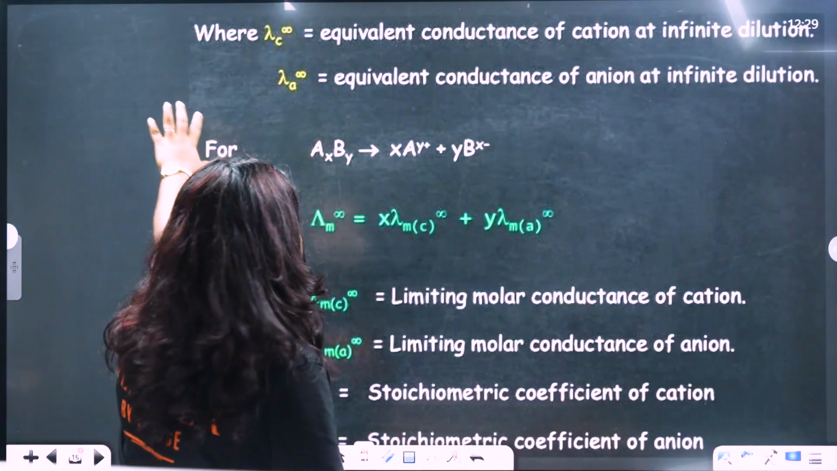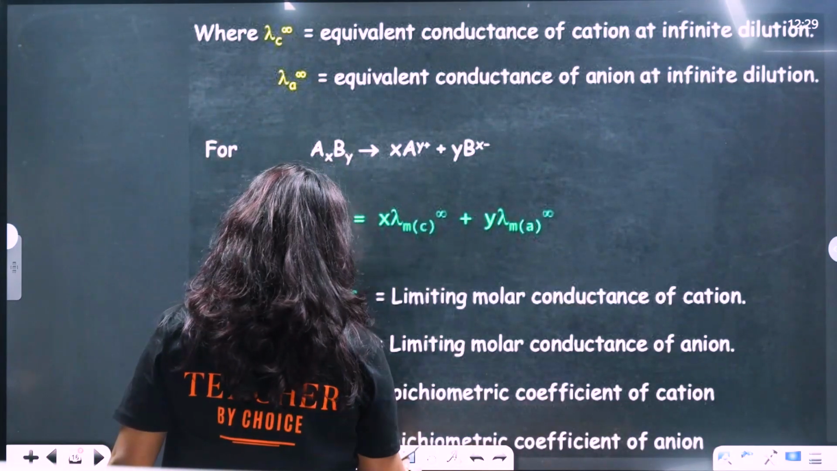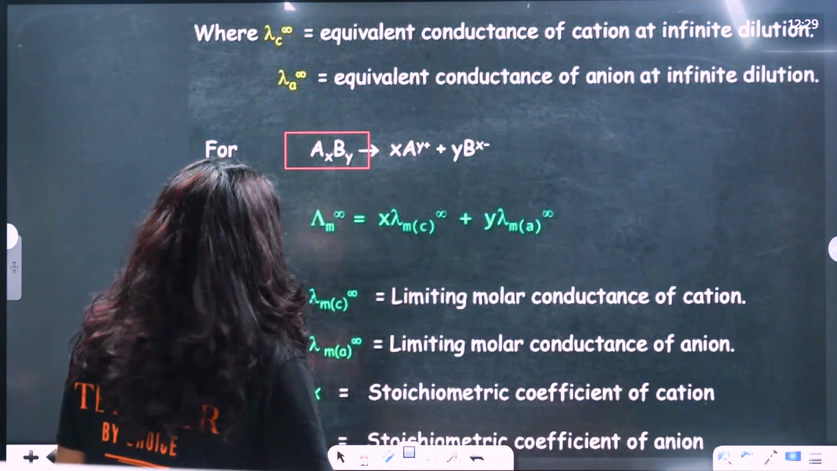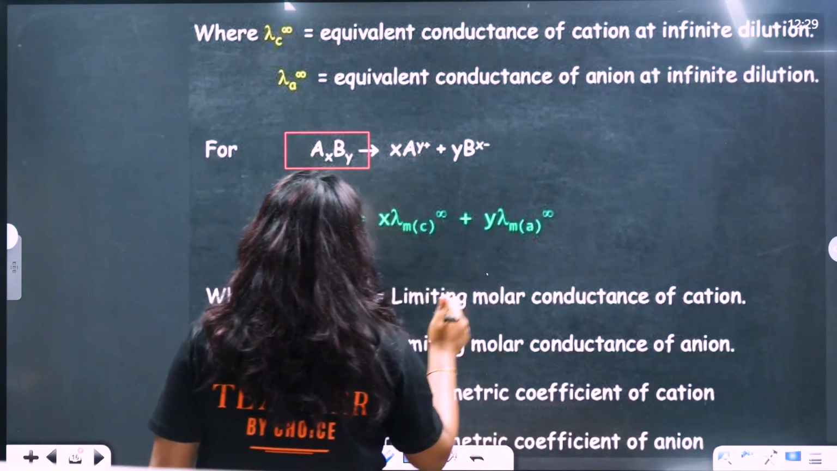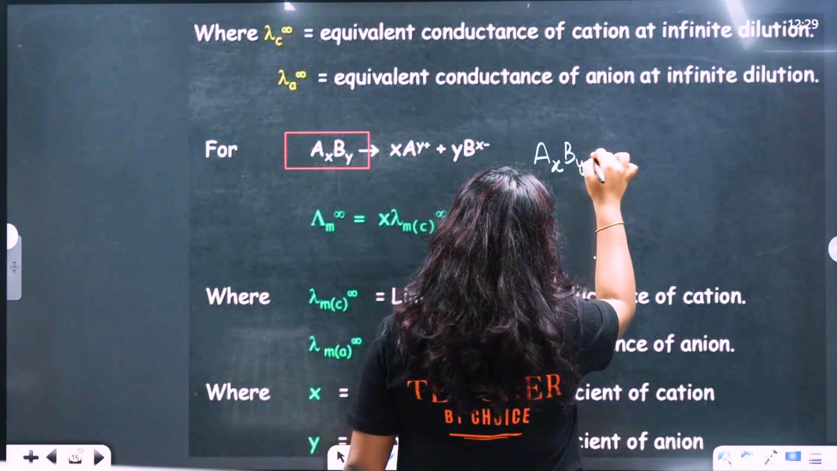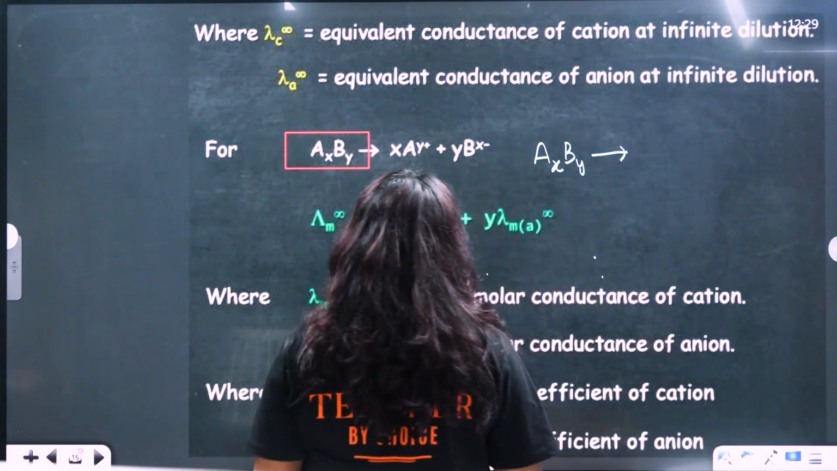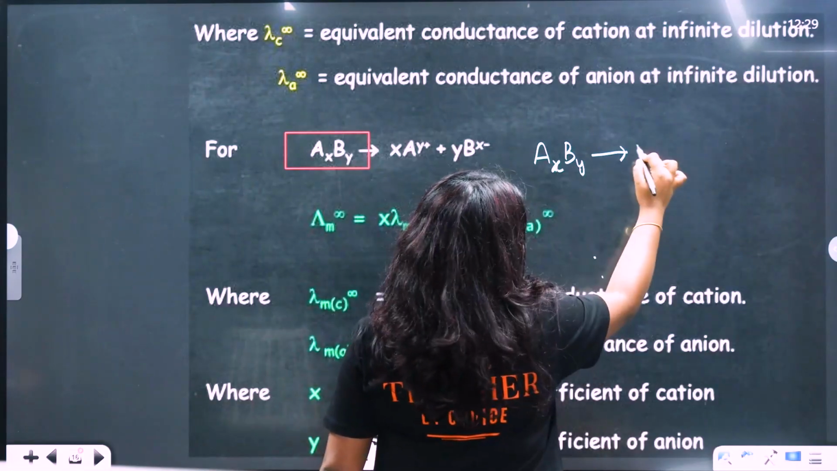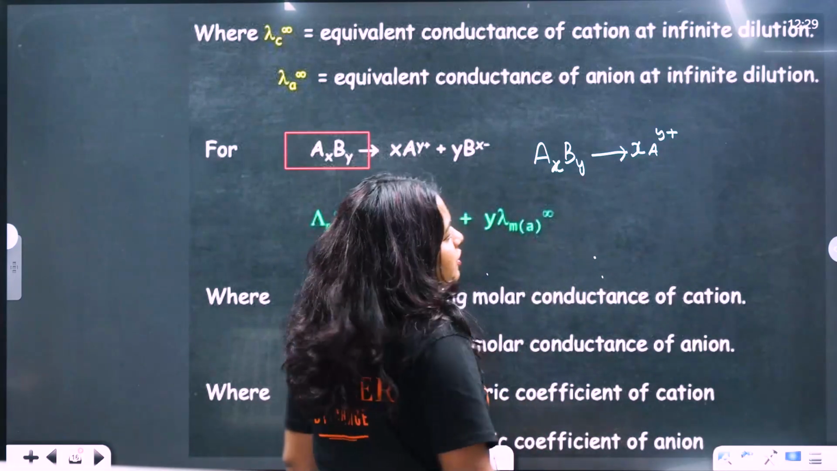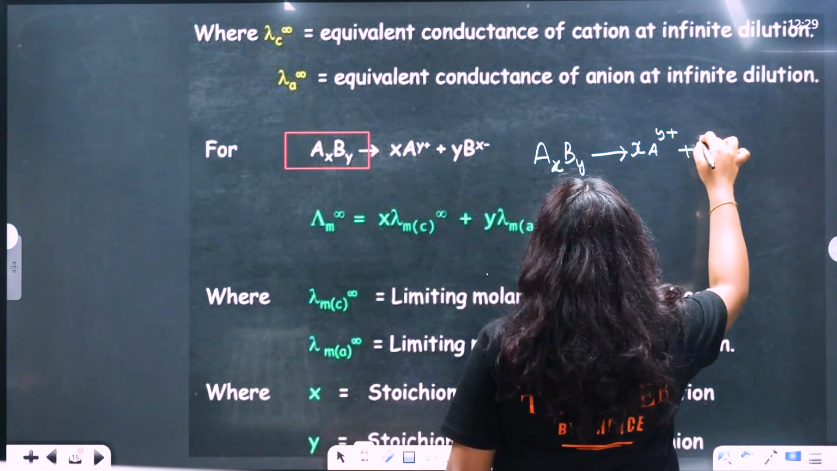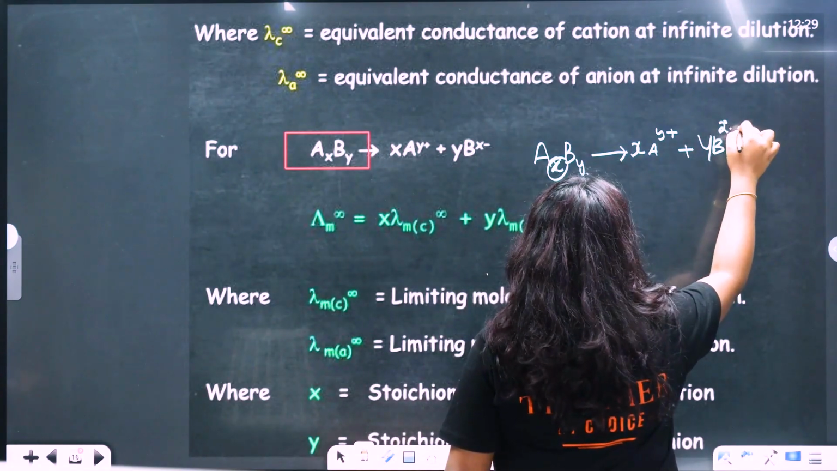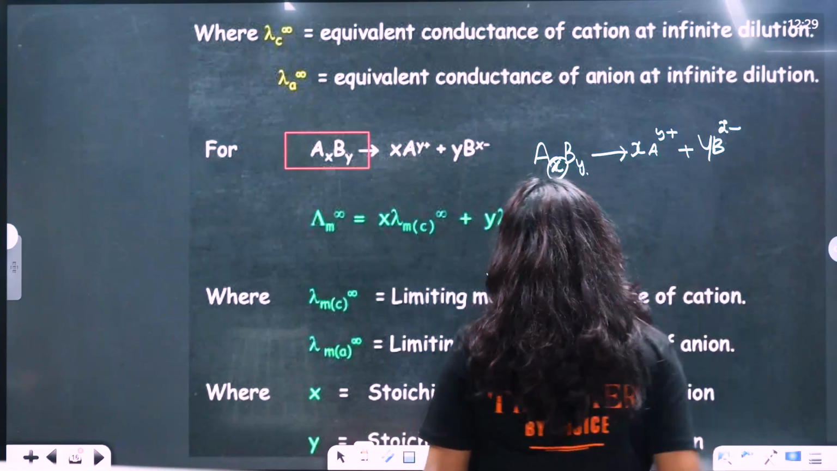For example, if you have this particular AxBy, they are also giving you how to find it. We can write it as Ax+ By-. The stoichiometry comes as the numbers, and it is cross-multiplied as powers, right? So xA+ and yB- give the stoichiometry, with the number of cations and the number of anions.